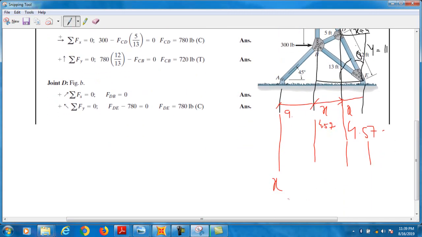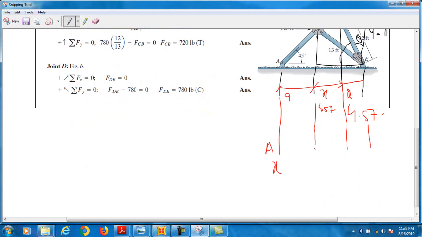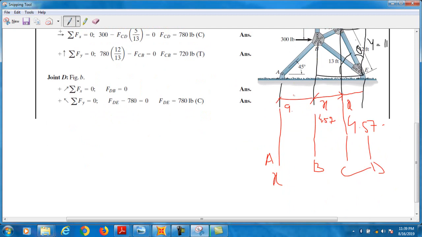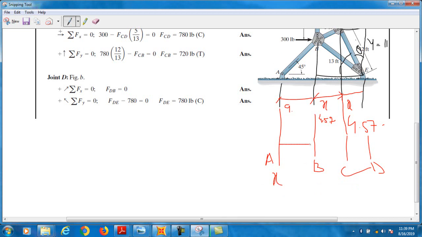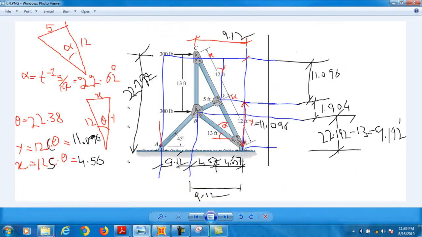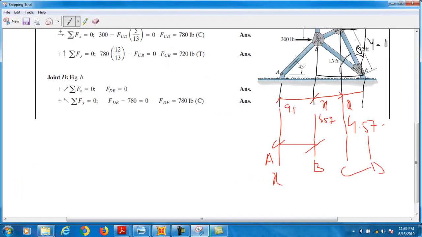In other terms, let's say I already defined this as A, B, C and D. You must know that the joint B is located at a distance of 9.12, clear? So our AB spacing will be 9.12 feet. Then our BC spacing will be 4.57, and our CD spacing will be the same, 4.57, clear? So these are our horizontal spacing.